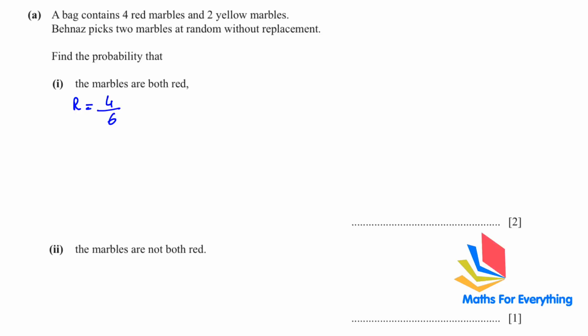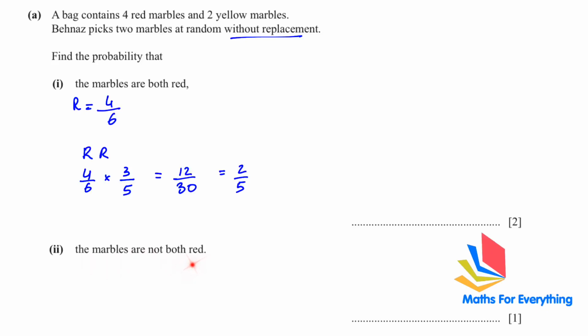And now he picks up 2 red marbles. So red times red. 4 over 6 multiplied by. This is without replacement. He picked up 1 red. So now the total marbles are going to be 1 less. They are going to be 5 marbles. And the total number of red marbles are also going to be one less. It's going to be 3. So it's 12 over 30, which is equal to 2 over 5.